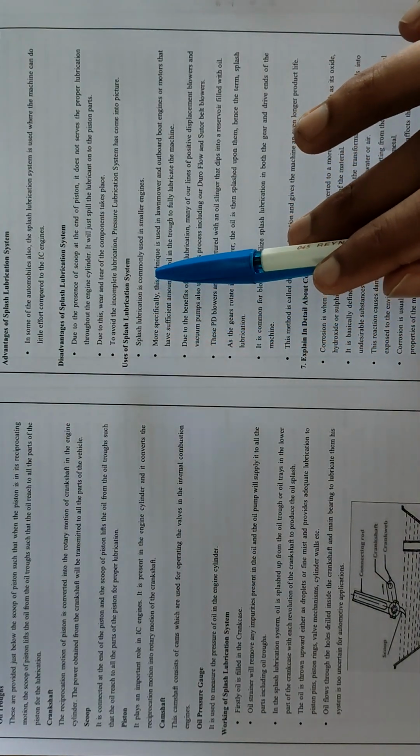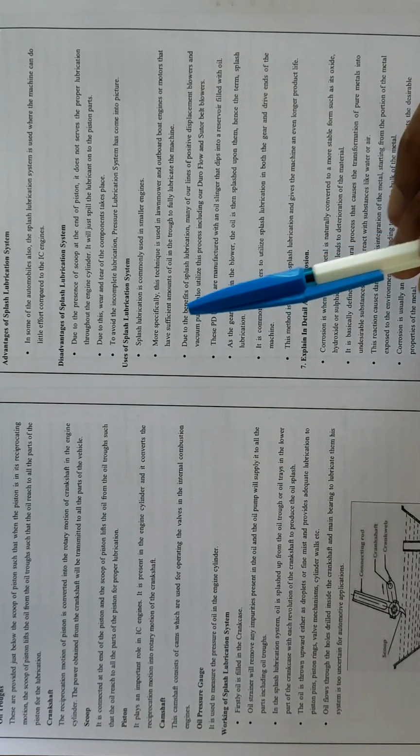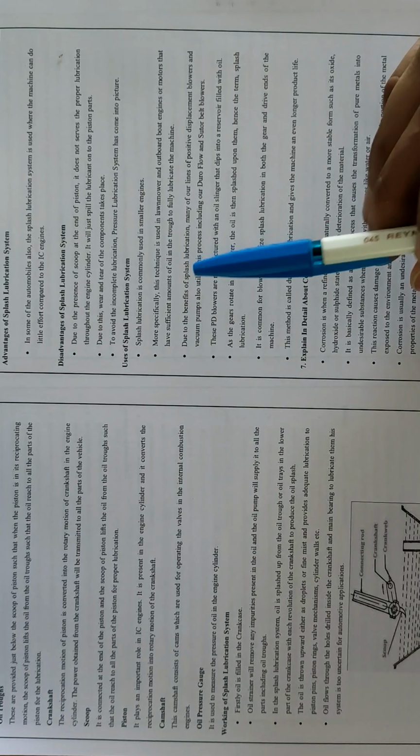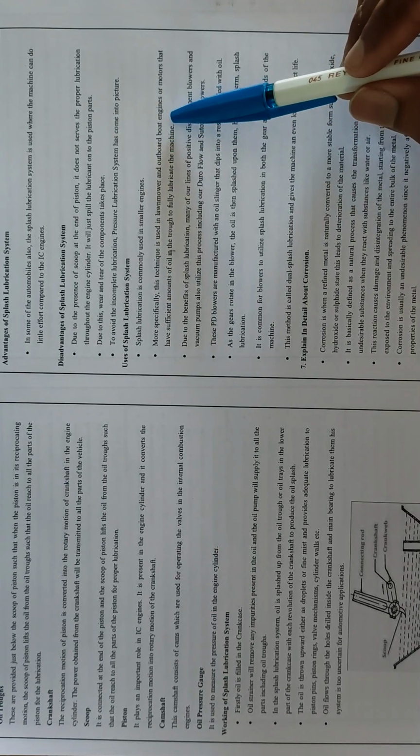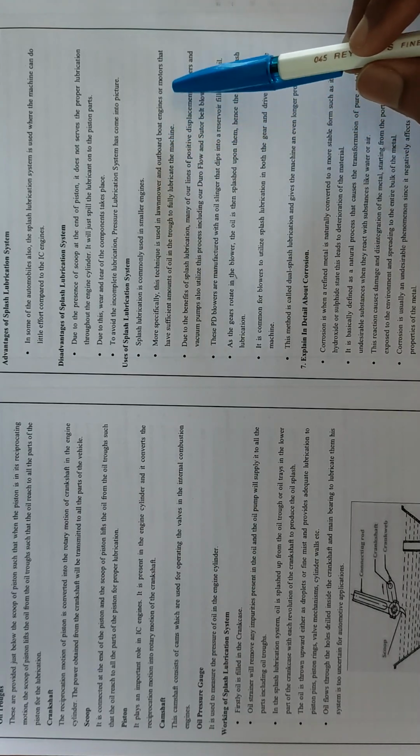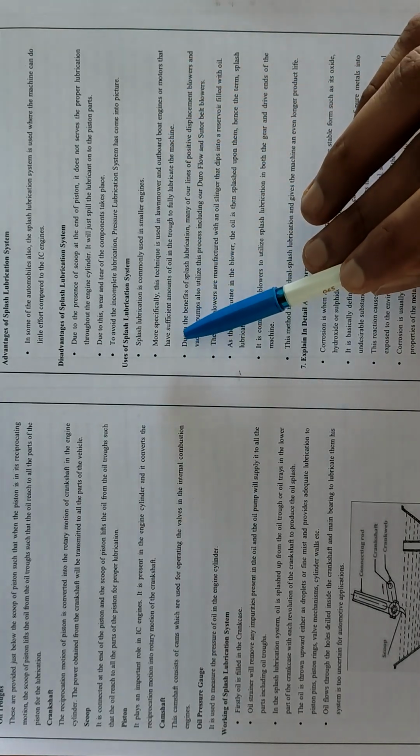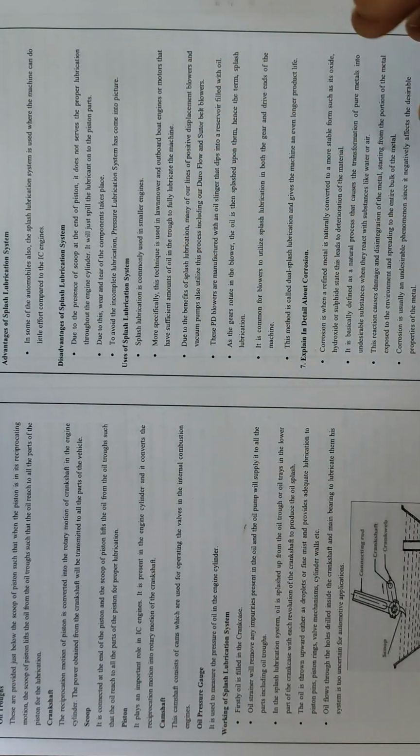Uses of splash lubrication system. Splash lubrication is commonly used in smaller engines. More specifically, this technique is used in lawnmower and outboard engines or motors that have sufficient amounts of oil in the trough to fully lubricate the machine.